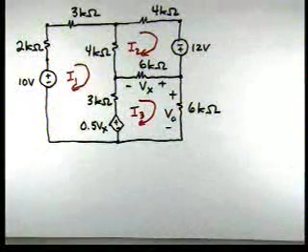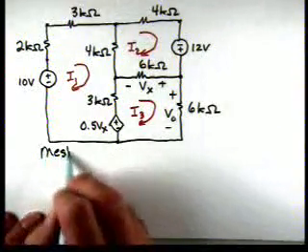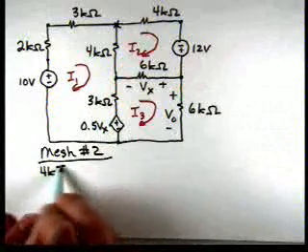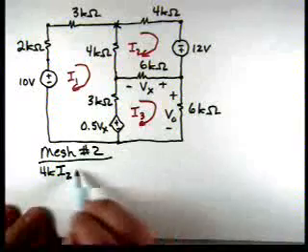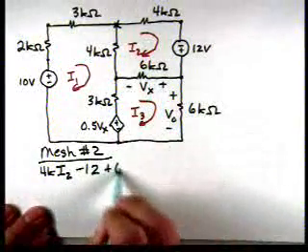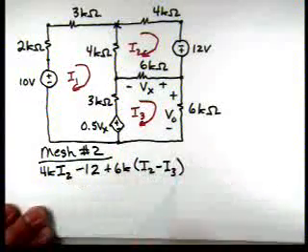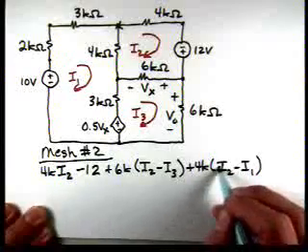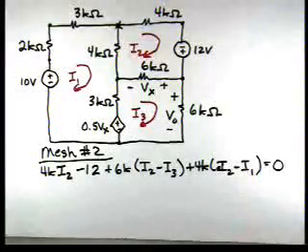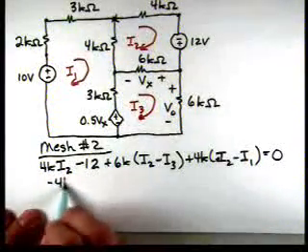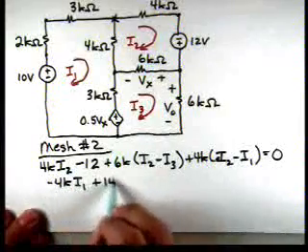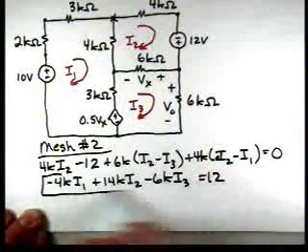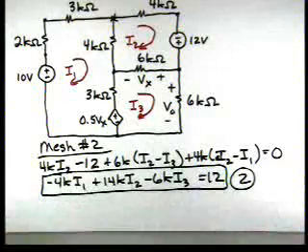Now let's do mesh number 2 next. Okay, for mesh number 2, if we start here, we'll have 4K times I2 minus 12, and as we come around, we'll have 6K times (I2 minus I3) plus 4K times (I2 minus I1), and that's equal to 0. So now, if we simplify this, we'll have minus 4K I1 plus 14K I2 minus 6K I3 equal to 12. Okay, so there's the second equation.